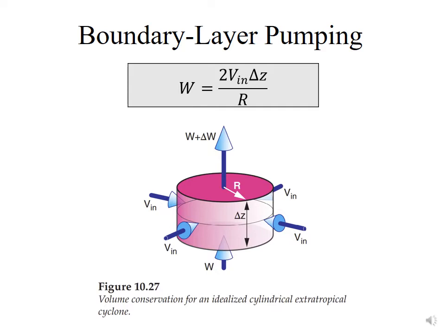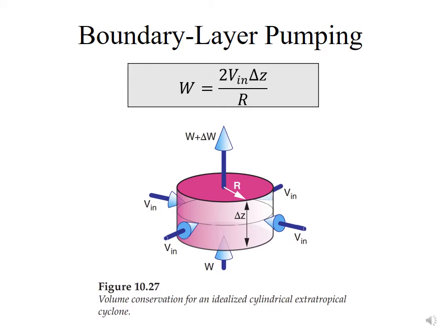So here we have a cylinder that has a volumetric motion in towards the center of this cylinder, and the cylinder has a radius r and a depth delta z.